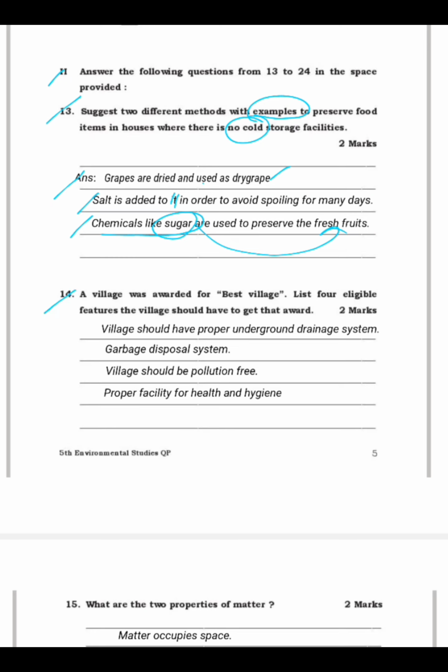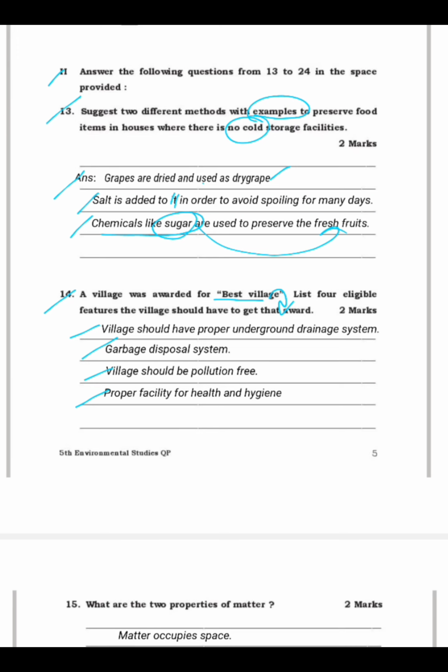Okay, so next question, 14th question: a village was awarded for best village, list four eligible features the village should have to get that award. So here the village was awarded for best village. What are the facilities that particular village should have to get that award? Okay, so here you have the answer: the village should have a proper underground drainage system, a garbage disposal system, then the village should be pollution free, then proper facility for health and hygiene. Okay, so these are some of the features that a best village should have.